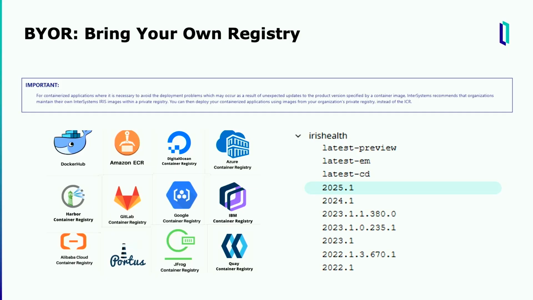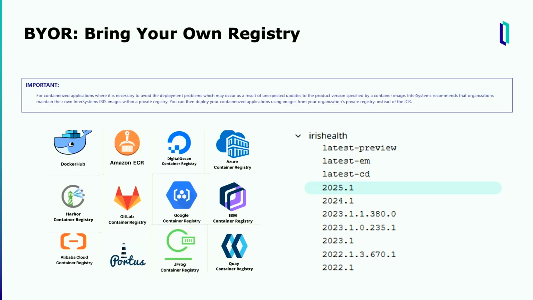Bring your own registry. So if you've visited containers.intersystems.com, you'll see that the images we list there only have the major and minor version, for example, 2025.1. This always is going to link to the actual latest release of Iris. It could be 2025.1.0, .1, .2, and we tend to update these with each patch release, often for security patches or other bug fixes.